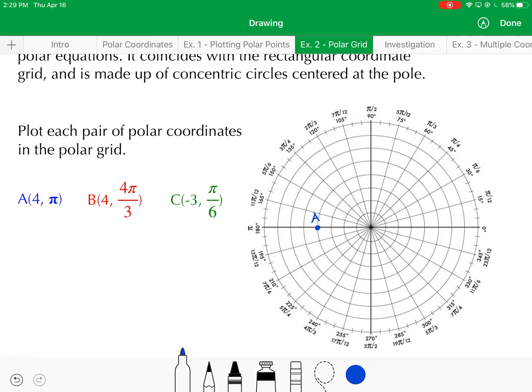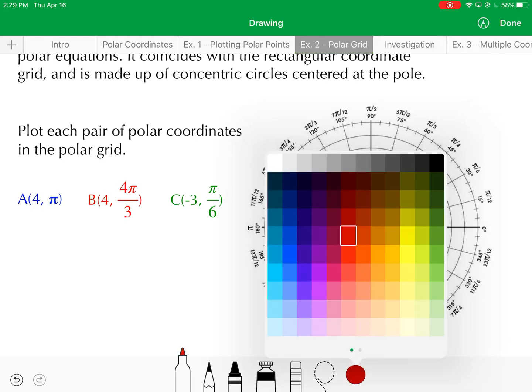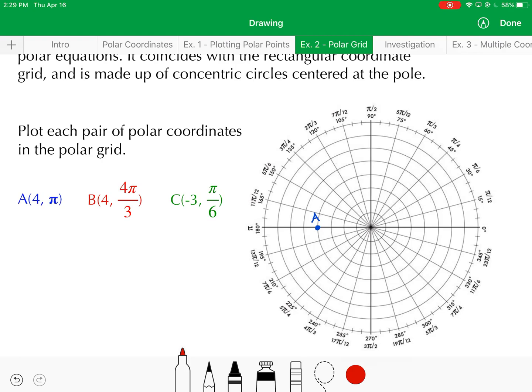Okay. Point B, it has an r value of 4 and an angle of pi over 3 associated with it, which is the same as 240 degrees down here. So off of that line down in the third quadrant, I would count 4 units in that direction to get me to point B.